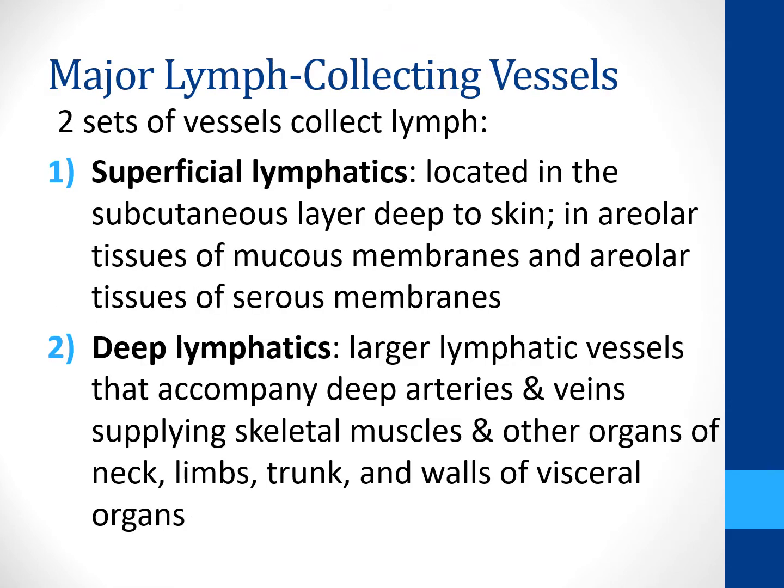We have two sets of our major lymph collecting vessels, superficial lymphatics and deep lymphatics. The superficial are exactly where they sound like they would be. They're in the subcutaneous layer under the skin, in areolar tissues of mucous membranes and of serous membranes. And then our deep lymphatics are larger vessels that accompany our deeper arteries and veins. So they're draining skeletal muscle and organs. So like the pericardium, the digestive system, the urinary system, reproductive tracts, all of those are being drained by these larger lymphatics.